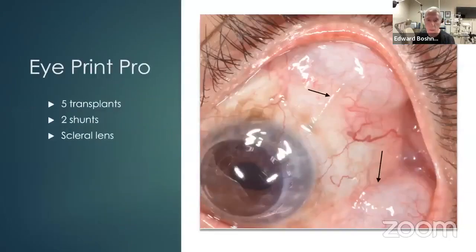Here's another time we used that technology. This eye underwent 5 prior corneal transplants and 2 shunts. You can see the arrows pointing to the shunts and to the huge blebs on this eye.